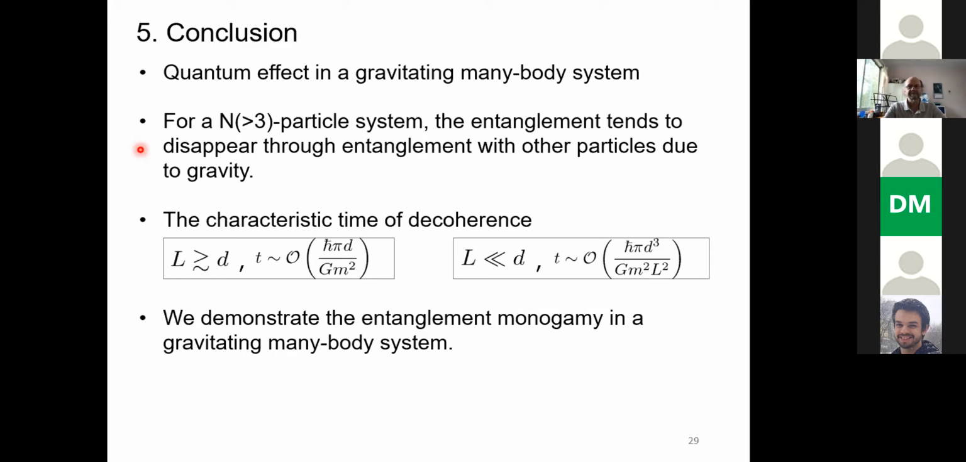We estimate the characteristic time of the decoherence. This depends on the ratio L over D. This decoherence time was obtained by observing the reduced density matrix when n goes to infinity. Finally, we discuss entanglement monogamy by considering the system wherein two out of the 3 particles in the system were prepared in an initially entangled state. That's all I have to say. Thank you for your attention.